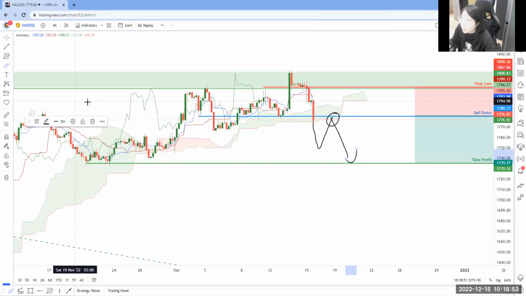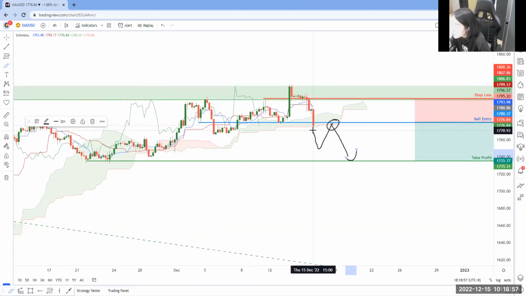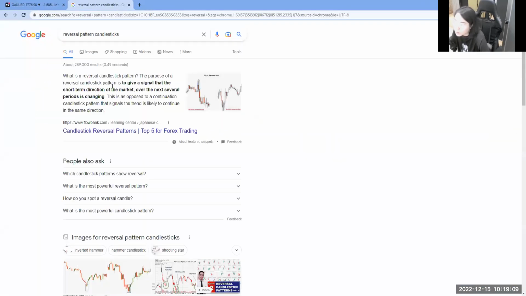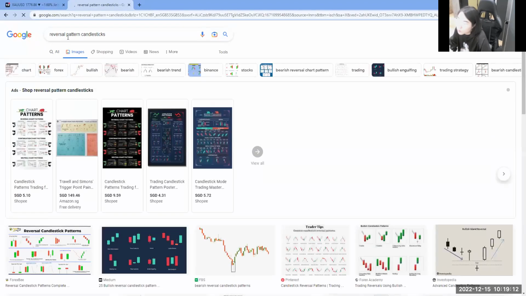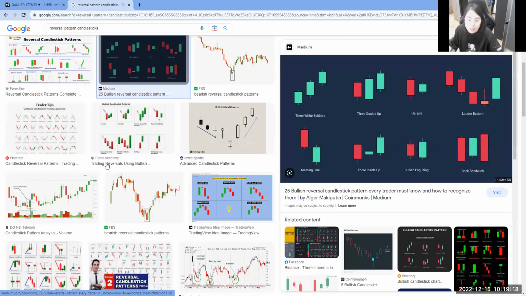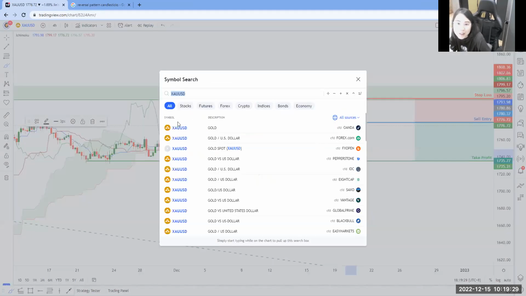Okay, so my analysis for XAU USD is a sell, but please wait for the break and the retest and the confirmation. So the confirmation you're looking for is a reversal pattern candlestick. I cannot teach you guys reversal pattern candlesticks today because it is too wide of a topic. So just Google reversal pattern candlesticks. Once you see a reversal pattern candlestick, that is your sign to get into this trade for the sell. If you do not see the reversal pattern candlesticks, do not get in for the sell. Okay, everyone good for now? Everyone clear?